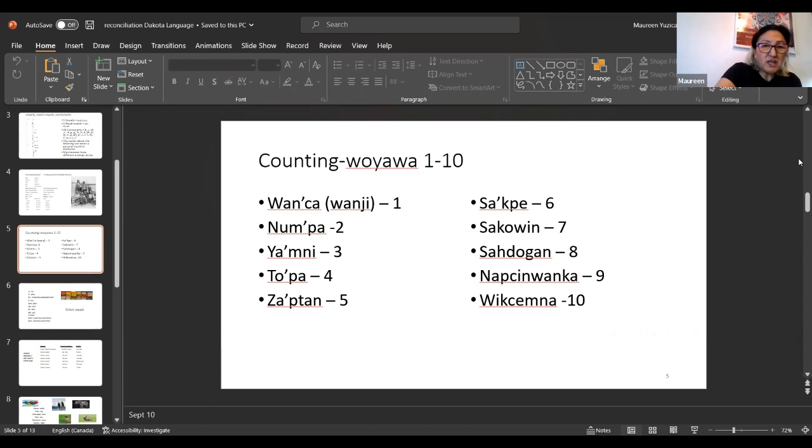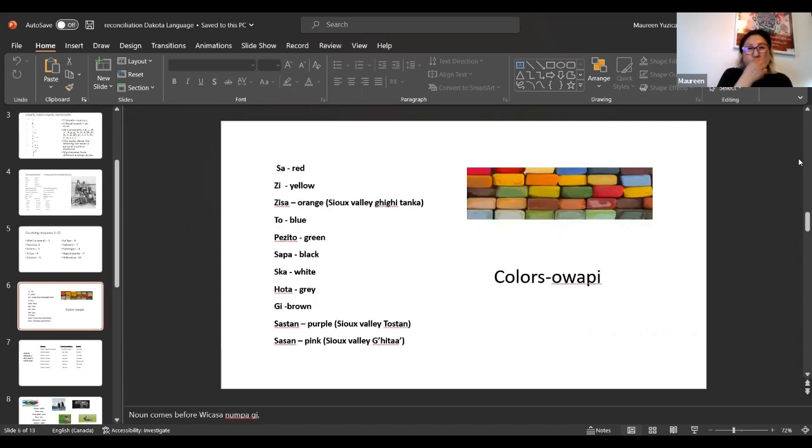So now we will go over the colors. The colors, we talked about those. Oapi, talked about that with our elder we had last class, Harold. He had mentioned that some of the colors that they say in their region, their territory in Sioux Valley, are different from what we say over here.